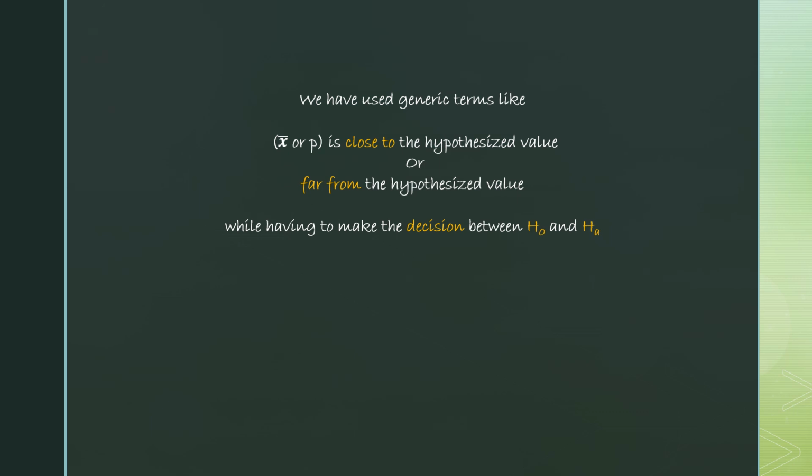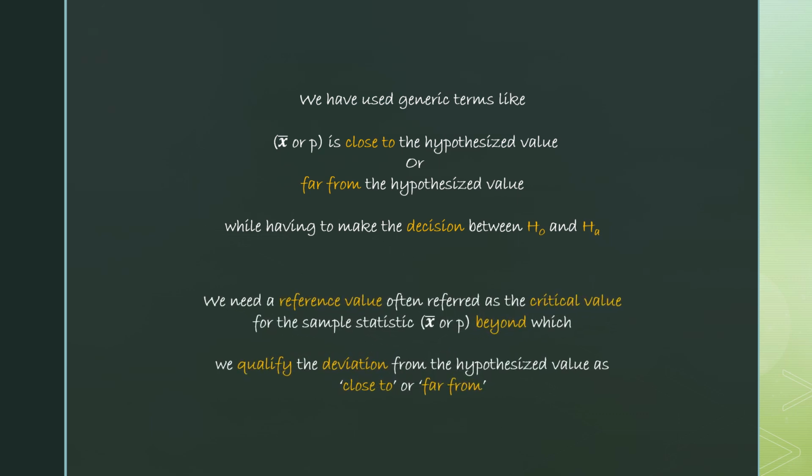We have used generic terms like x bar or p is close to the hypothesized value or far from the hypothesized value while having to make the decision between H0 and HA. We need a reference value, often referred to as the critical value for the sample statistic x bar or p, beyond which we qualify the deviation from the hypothesized value as close to or far from.